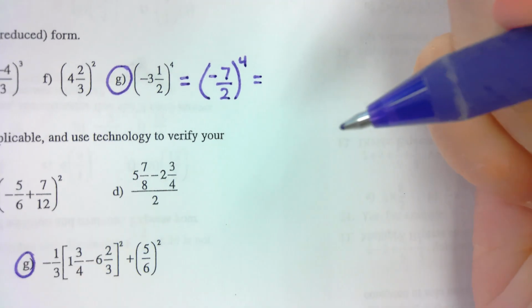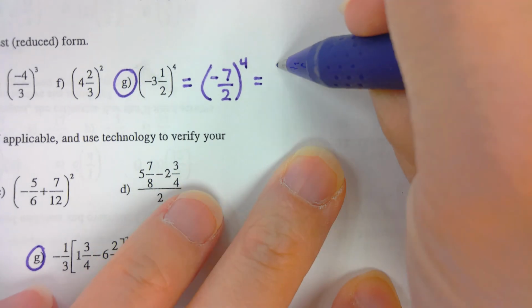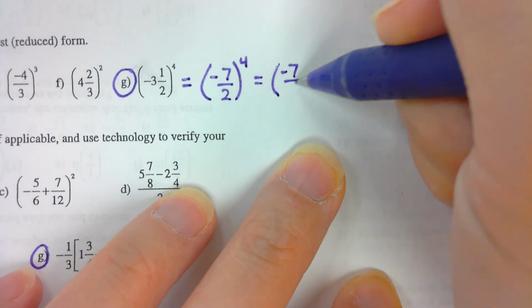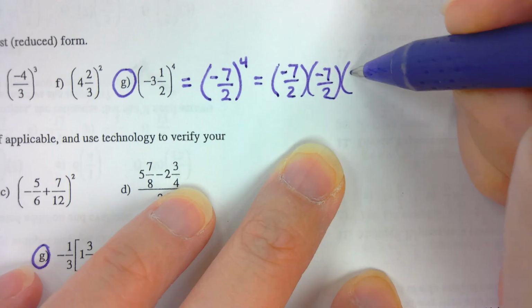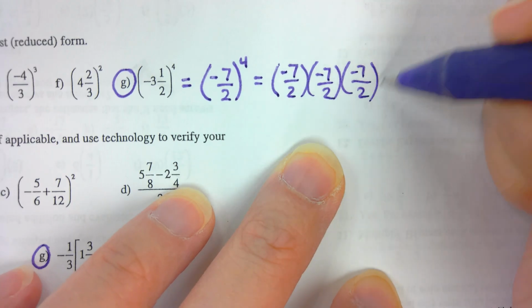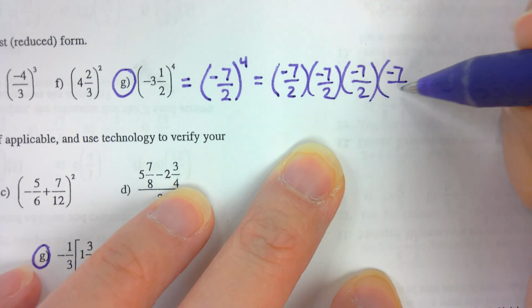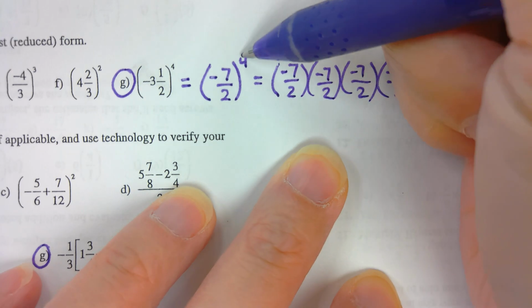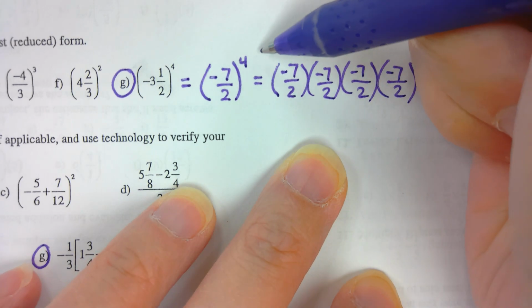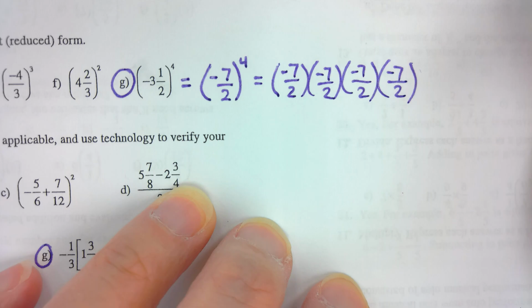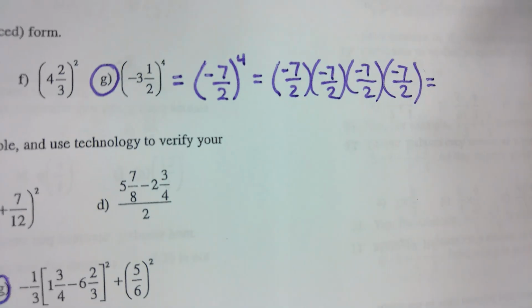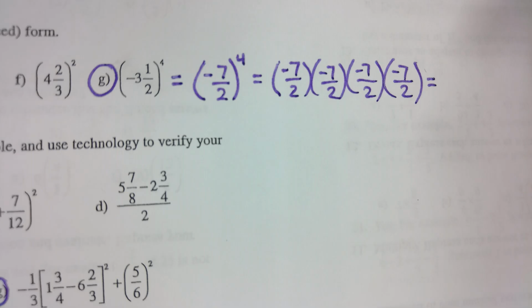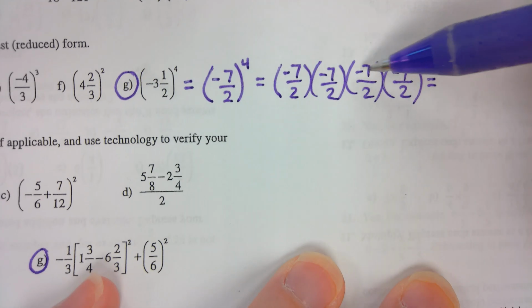If I were to write this out in full, this means negative 7 over 2 times negative 7 over 2 times negative 7 over 2 times negative 7 over 2. So notice I am applying the exponent to the numerator and to the denominator. So is my answer going to be positive or negative? Positive, because I have an even number of negatives.